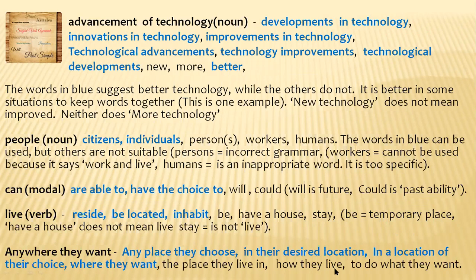How they live. We're not talking about how people live. We're talking about where they live. To do what they want. We're not talking about people doing what they want. We're talking about people working and living in specific places or choosing to. Again, these I see in essays, but they don't answer the question. They don't fit the paraphrase.